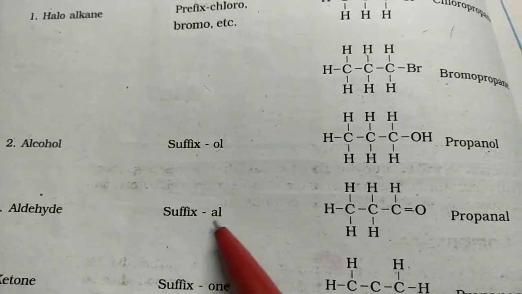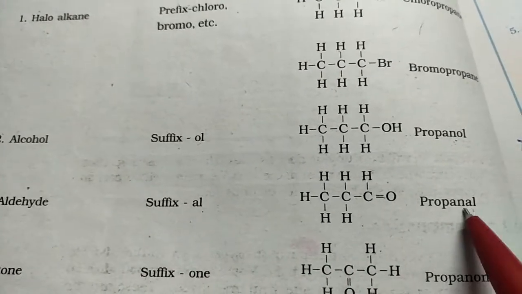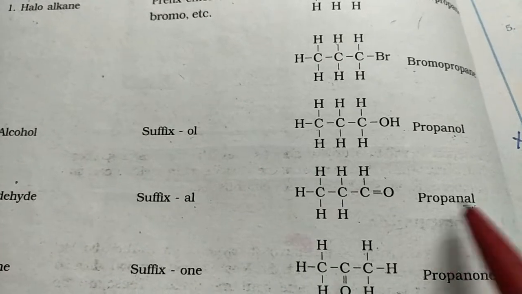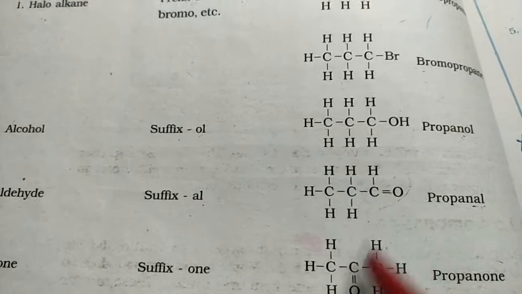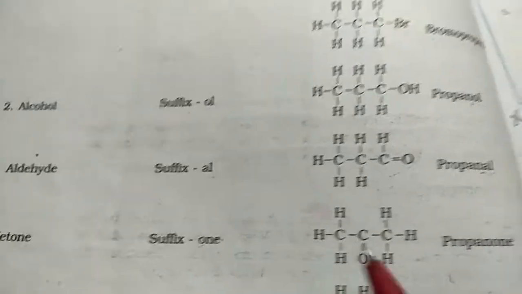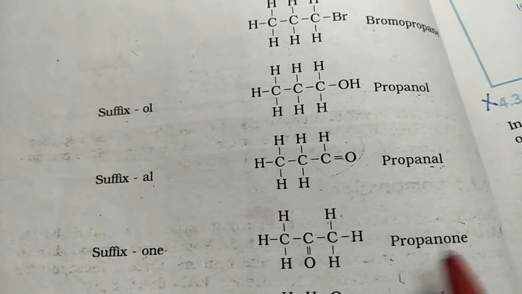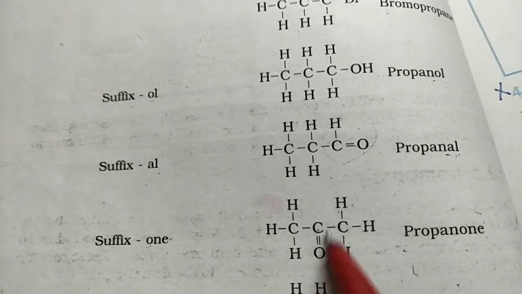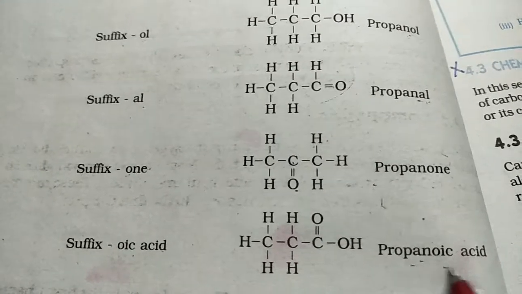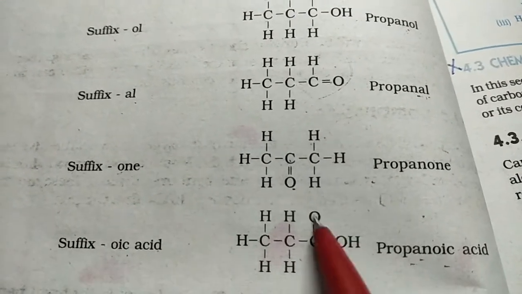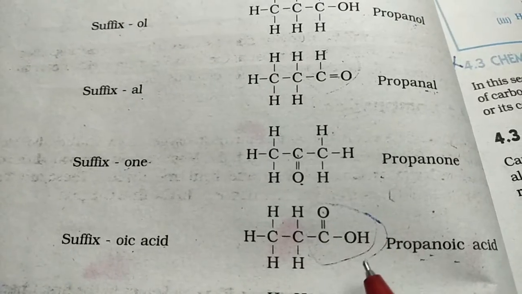Similarly for aldehyde, it is al. So remove E and add al, it becomes propanal. And the functional group CHO, this is the functional group. Now for ketone, ONE, you remove E and it becomes propanone, and the functional group is C double bond O. One hydrogen is removed and you put this. Now for carboxylic acid, the suffix is oic acid, so remove E and it becomes propanoic acid, and it is COOH. Can you see, this is the functional group. Okay, so this is how the functional groups are added.